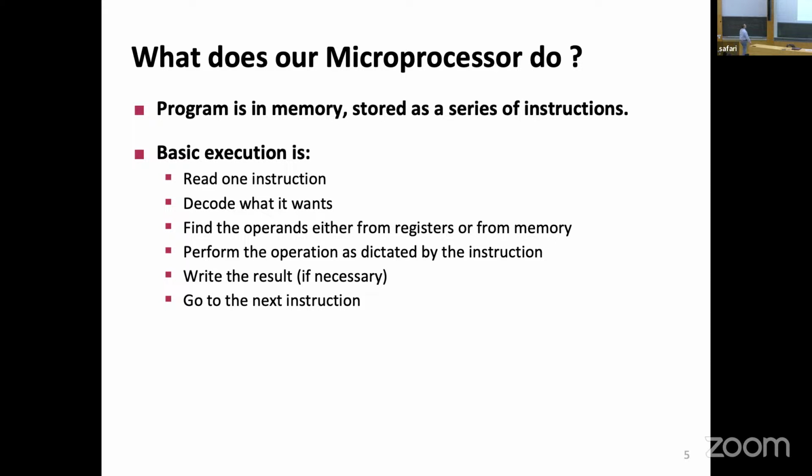After this operation is done, we will have a result. This result will go somewhere. We will write back the result if we create one. The result could go to the memory or to a register. And once we have done this, we will start over.